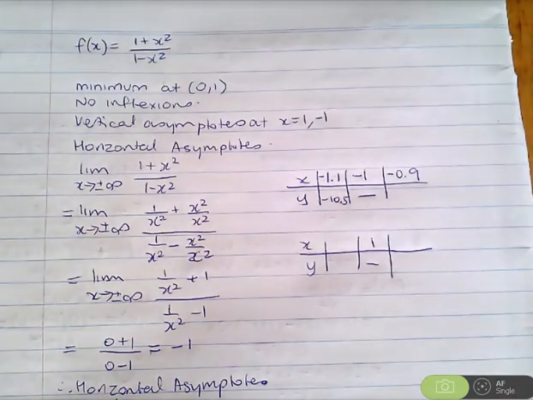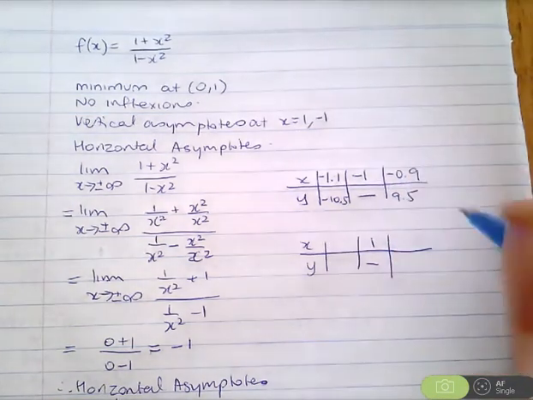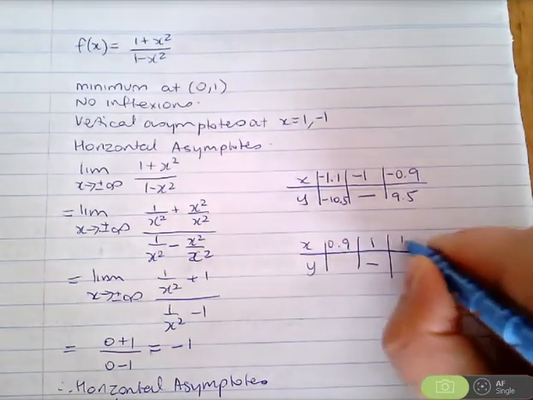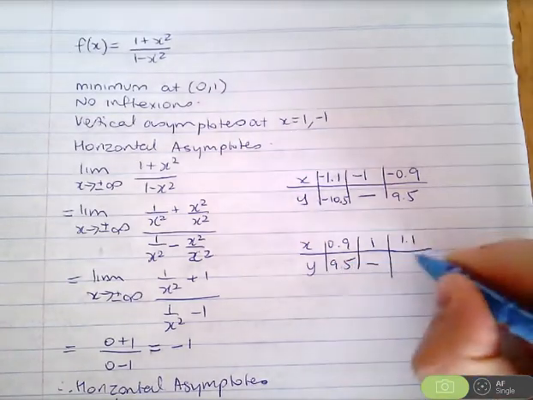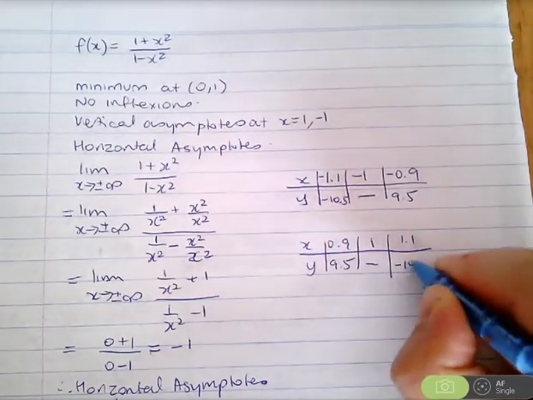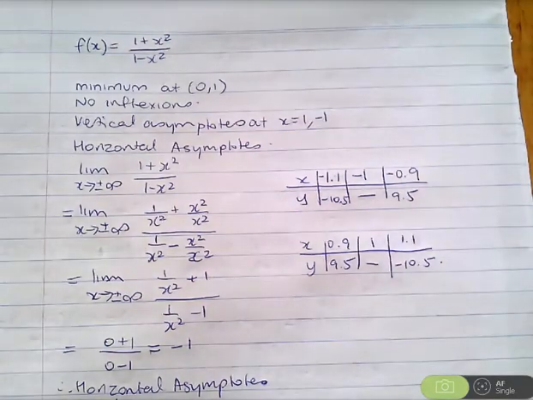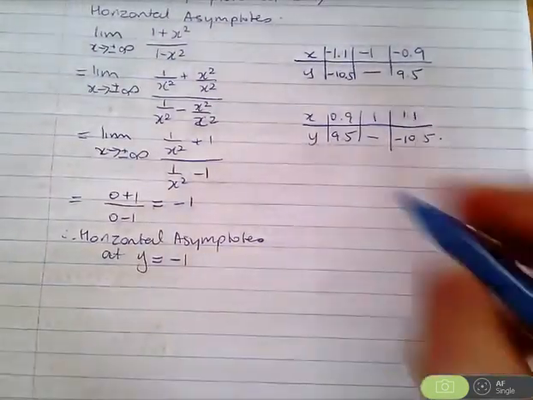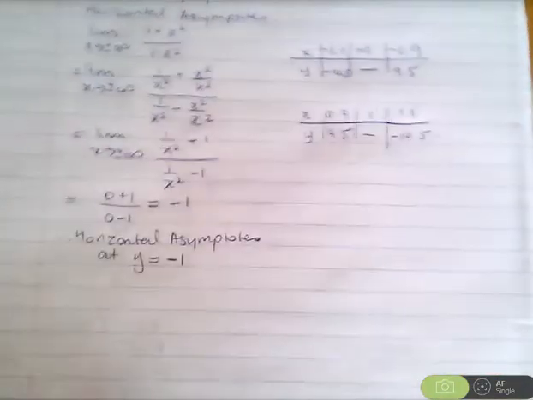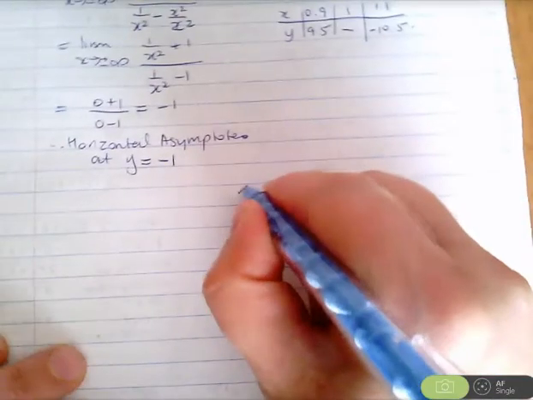And when you put in 0.9, 1 plus 0.9 squared, it doesn't matter whether it's negative or positive, you're going to get the same answer, divided by 1 minus 0.9 squared, and we get 9.5 here. We're going to get exactly the same answers whether x is negative or positive. So for 0.9, I get 9.5, and for 1.1, I get negative 10.5. So now we know the behavior of the curve around the asymptotes. Let's put that all together now.